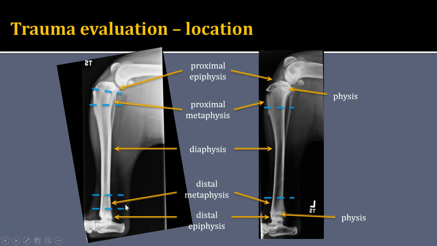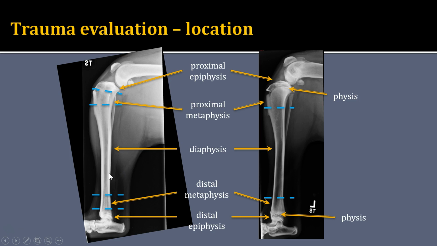This slide is to remind you of the various locations within the bone. On the left of the slide is a skeletally mature dog depicting the locations within the tibia, and on the right of the slide is the skeletally immature dog. When we talk about long bones, remember that we have a proximal and a distal epiphysis, a proximal and a distal metaphysis, and then we have a diaphysis.